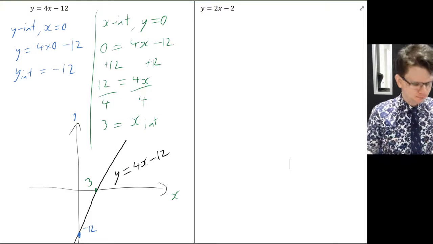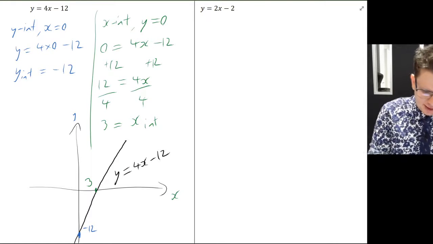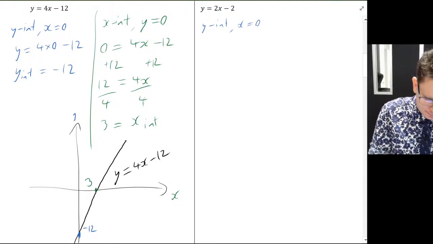Alrighty, so, same thing. Let's find the y-intercept, x-intercept, and go. So the y-intercept is when x equals 0.